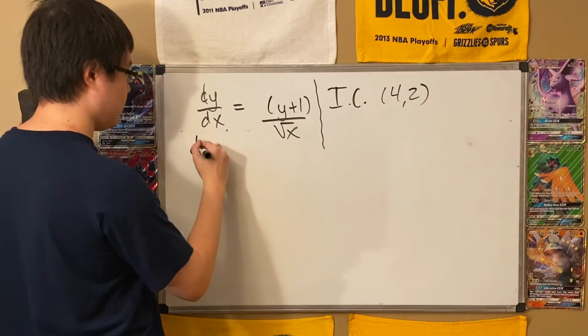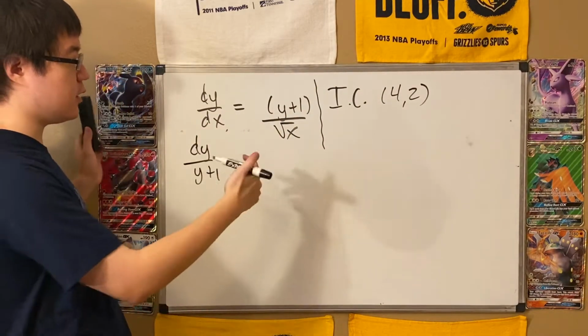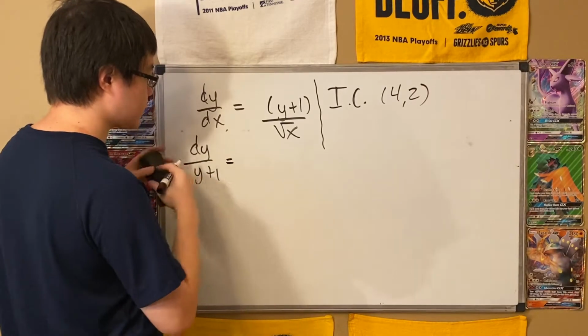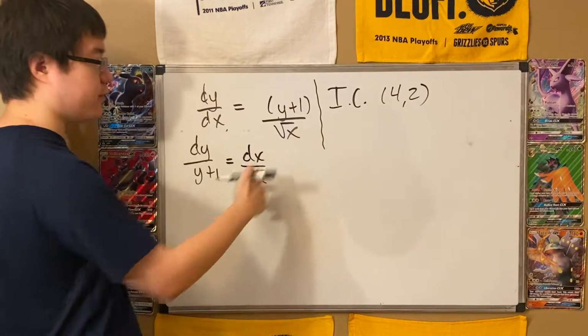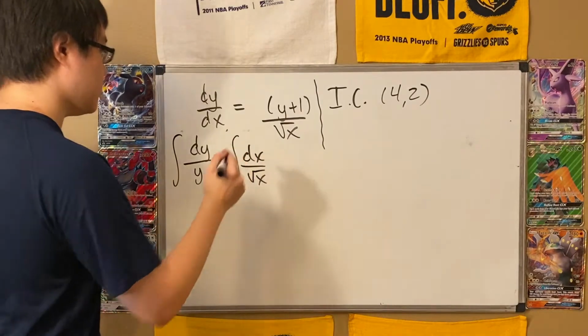So it's going to be dy over y plus 1. Looks like we have to divide by this y plus 1 to get it to the other side. And then we have dx over square root of x, just keeping the square root of x in the denominator and bringing over dx. So now we integrate both sides.